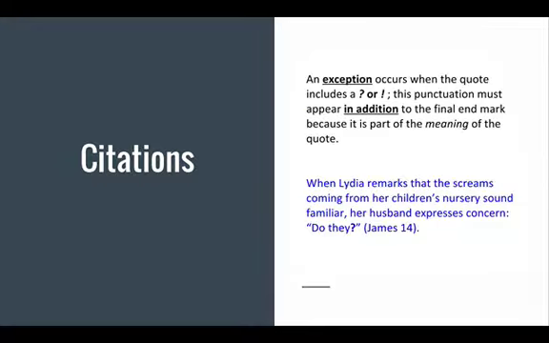The exception to this occurs when the quote includes a question mark or exclamation point. This punctuation must appear in addition to the final end mark because it is a part of the meaning of the quote. So, for example, in this section, when Lydia remarks that the screams coming from her children's nursery sound familiar, her husband expresses concern: "Do they?" (James 14). Notice how taking out the question mark would change the meaning of the quote. So it's important to include that. So that's the one exception for the end punctuation coming before the parentheses citation.